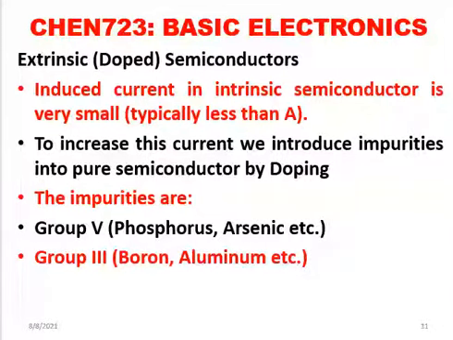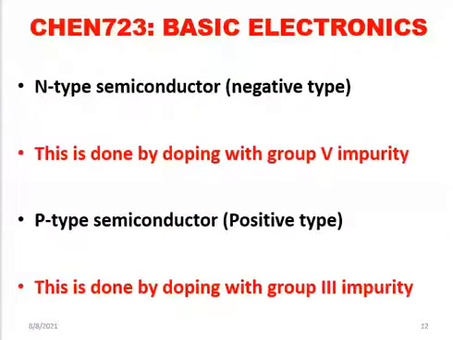If you want to increase the flow of current in semiconductors, definitely you have to introduce impurities. And these impurities are introduced using what we call doping. That is a process of injecting another group element into the what? Pure semiconductor materials. And the impurities that we normally introduce are either group 5 or group 3. When you introduce group 5 elements like phosphorus, like arsenic, all of them are group 5. They have 5 valence electrons. And when you introduce group 3, like boron, like aluminium, they have 3 valence electrons.